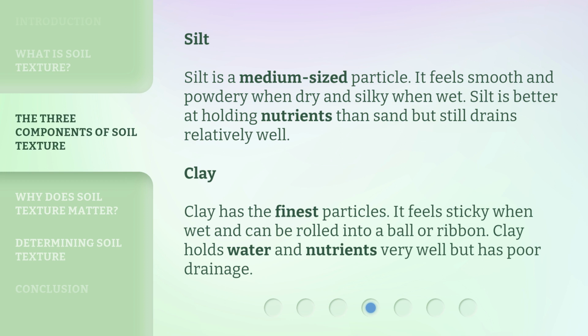Silt. Silt is a medium-sized particle. It feels smooth and powdery when dry and silky when wet. Silt is better at holding nutrients than sand but still drains relatively well.